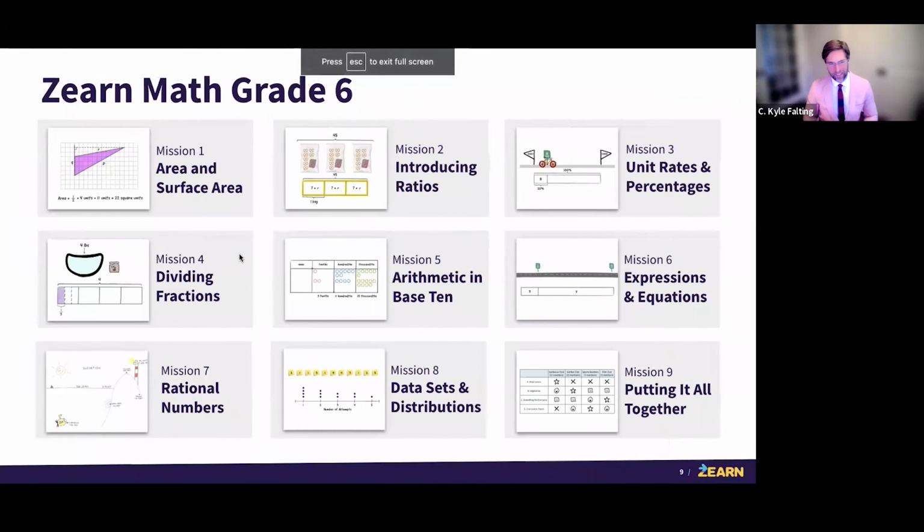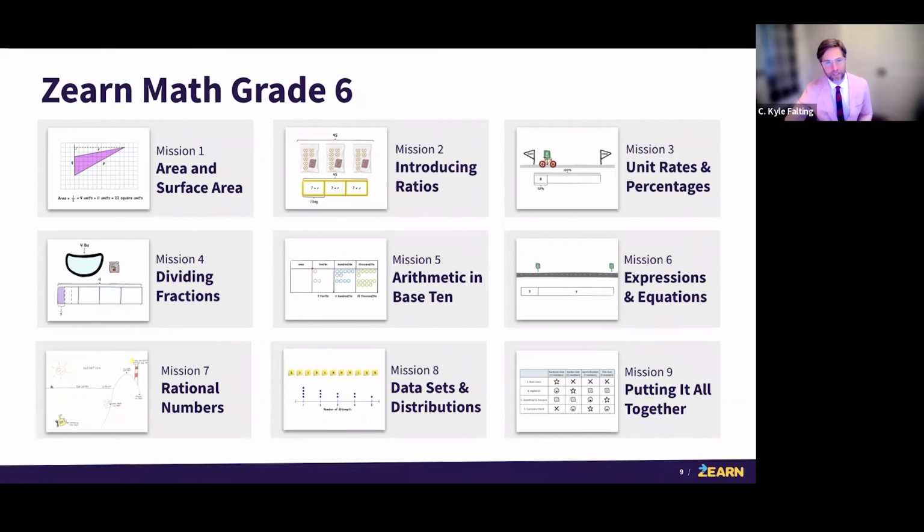With great excitement, I can say that all 9 missions covering every objective of grade 6 math are now available free to all teachers. Zearn school accounts can access our ongoing pilot for 7th and 8th grade for the upcoming 22-23 school year.